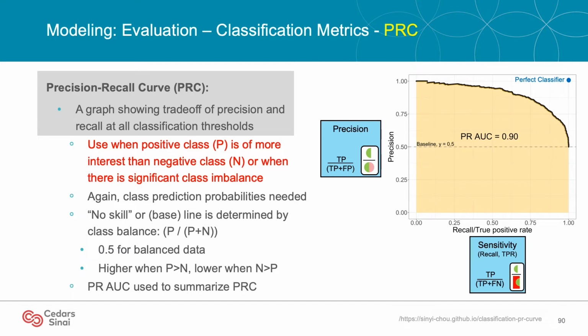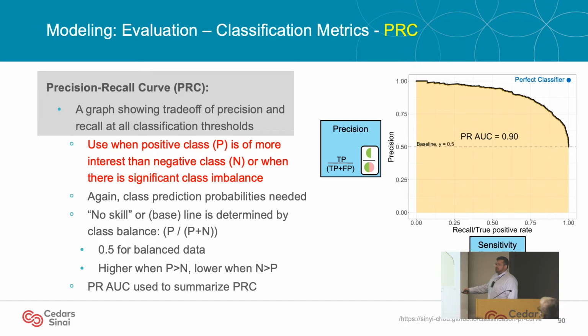If you have a balanced data set, your no-skill line is going to lay right here at 0.5, pretty straightforward. But if you have more cases than controls, right, positives divided by the total number, then your no-skill line will be higher if you have more positives. And so when you visualize this, you have to make sure that you're visualizing it correctly so your no-skill line is in the right place. And like ROC curves, we can use area under the PRC curve, PR curve, I always get that jumbled, forgive me, to summarize performance of this curve as a single metric.